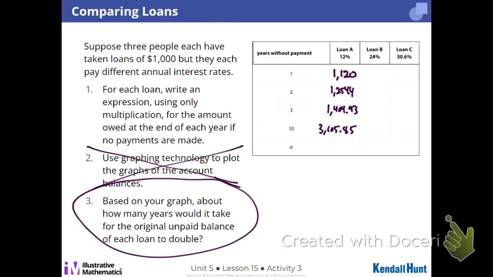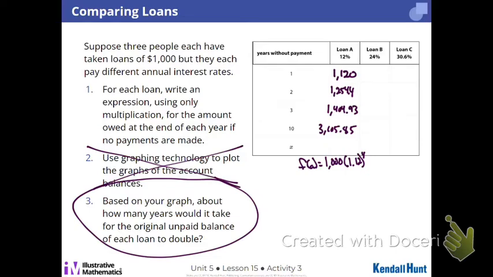So who can help me out with the expression for loan A? Noah. 1,000 times 1.12 to the A. So I'm going to do f of A equals 1,000 times 1.12 to the, I'm going to do y for year, but yeah, same idea. You got the right idea. That's what I'm going to do for that first one.